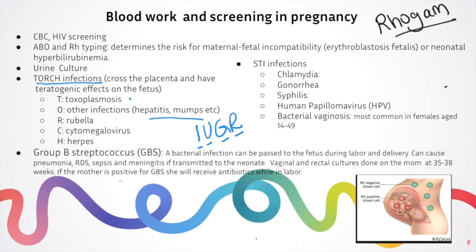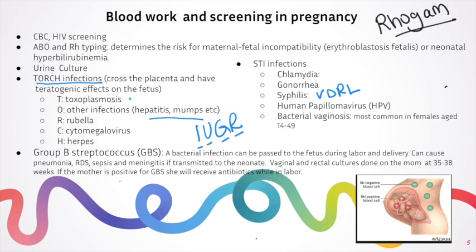Syphilis also can be passed to the newborn during delivery. The test that we screen for syphilis is called a VDRL. It's either negative or positive, and that's a syphilis screen. And HPV are genital warts, and they can lead to cervical cancer.